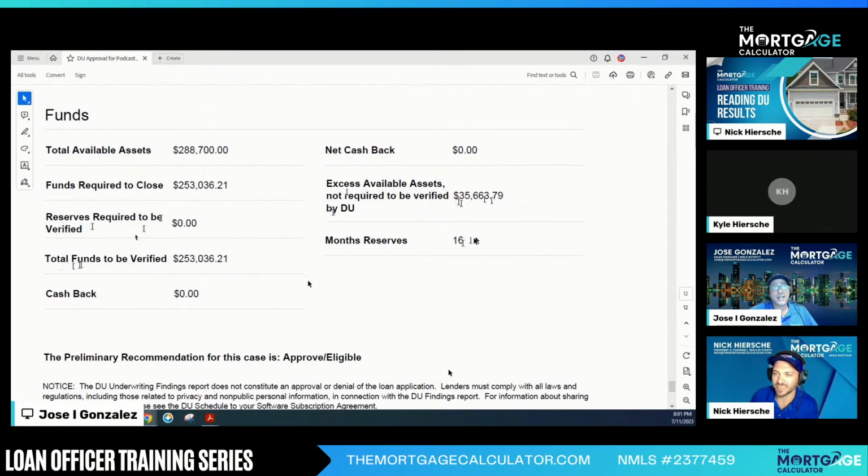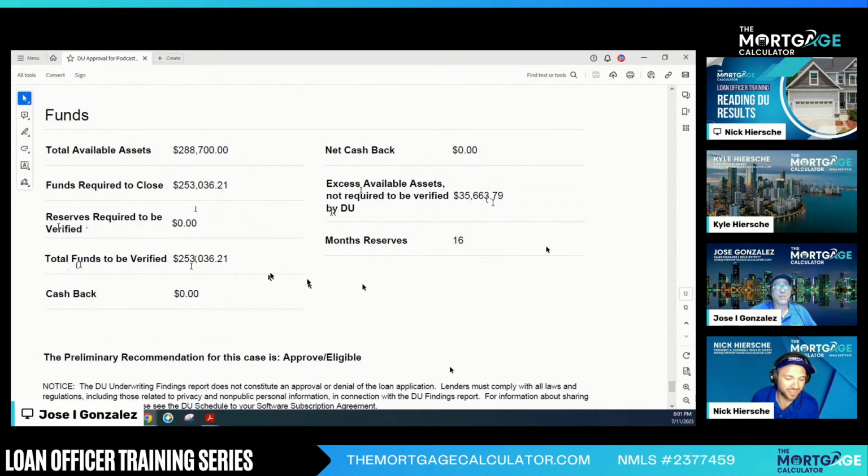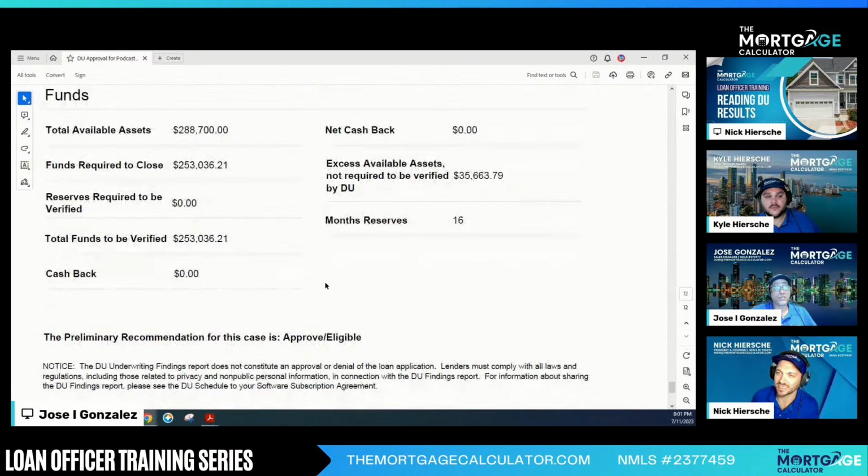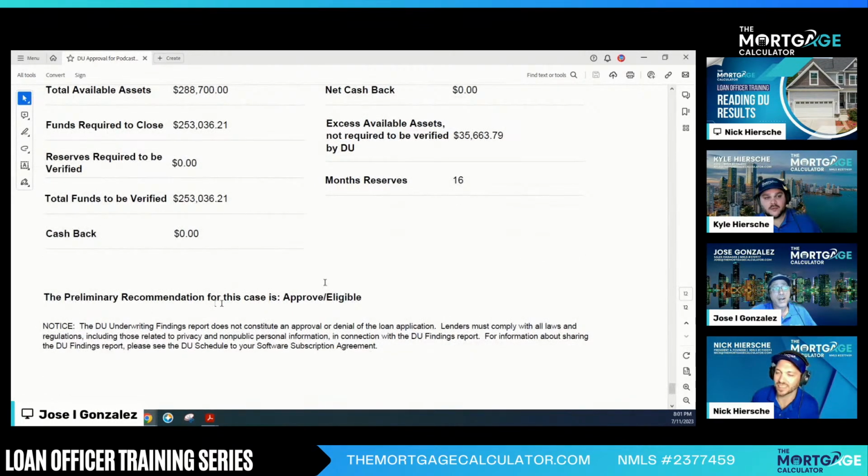But it's not needed. So this is where you would go to figure out what's the issue with my file. Why am I not getting the approved eligible sometimes, or why am I getting an approved ineligible? Usually it will be because you don't have enough assets, or maybe not enough reserves. So preliminary recommendation for this case is approve eligible.